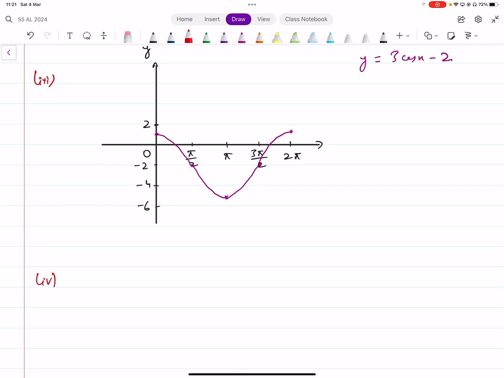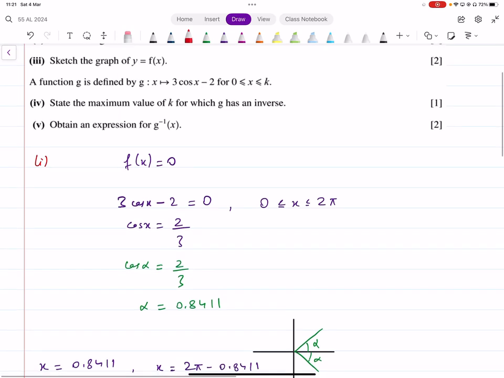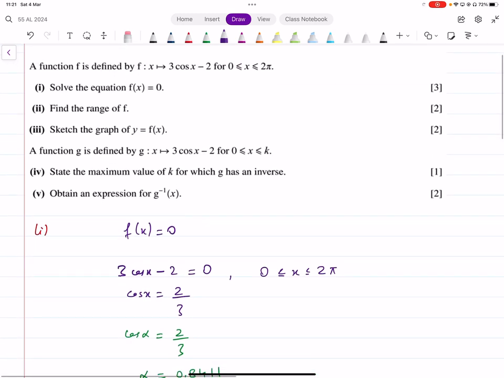Okay, let's move on to the next part. Part 4. Next part says there's a function g now that's defined by g of x equals 3 cos x minus 2. It's the same expression as before. Earlier f was the function, f of x. Now it's g of x. What's the difference between the two? The domain is different. Earlier it was 0 to 2 pi, now it says this domain is from 0 to k.